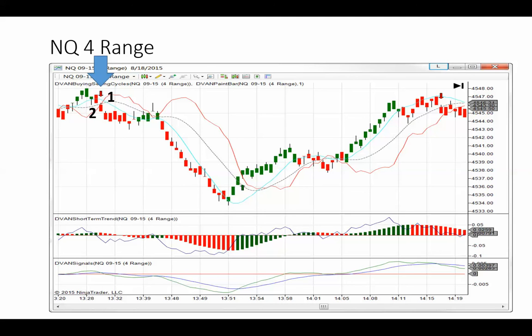So first criteria, red arrow. Second, red price bar. Third, we're looking at the DVAN short-term indicator. In the middle, you see a red histogram bar. That's indicating that the trend on the short-term basis is down. That meets all of our criteria, and we can go ahead and take that short trade there right after 1:30 p.m.